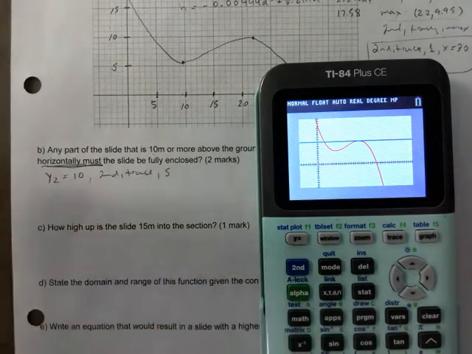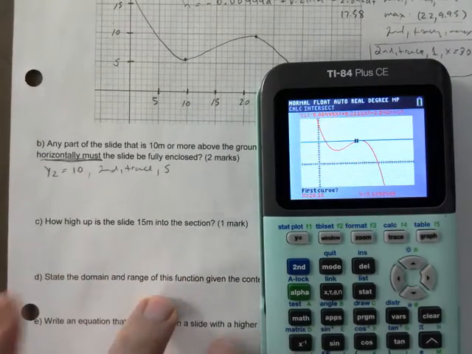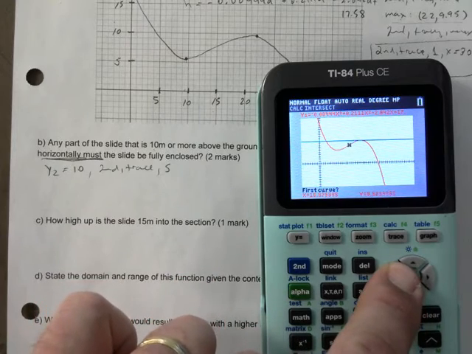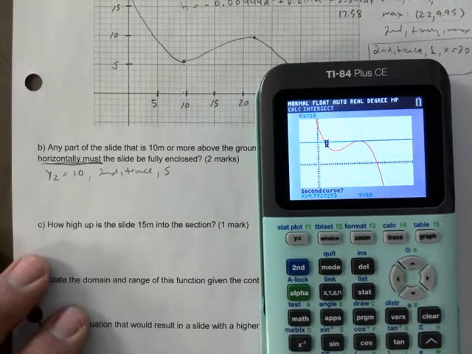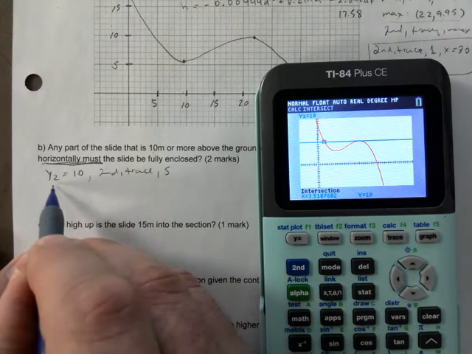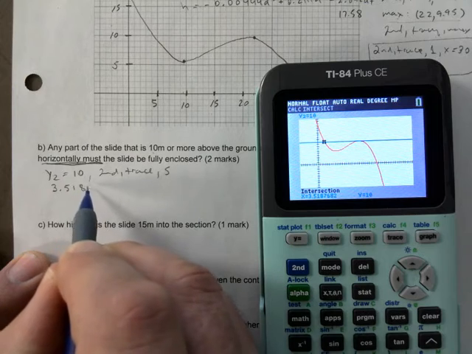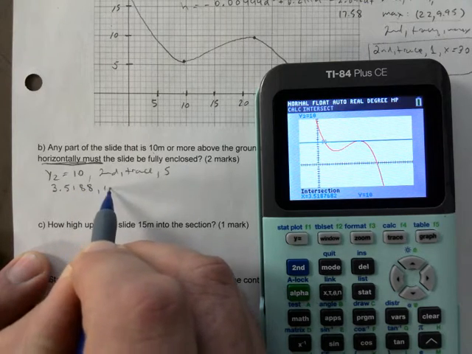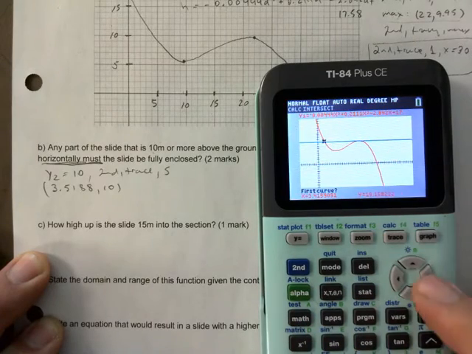I wasn't very nice there, was I? Anyways, we'll figure it out. So second trace 5. I'll come up with this point right here. So I need that one. 3.5188 for now, right? 10. And then I'm going to come up with the other one.